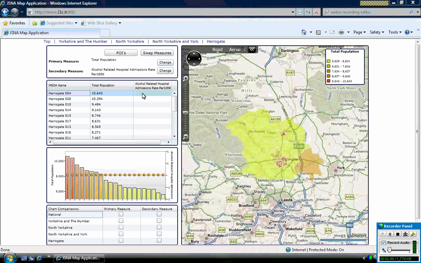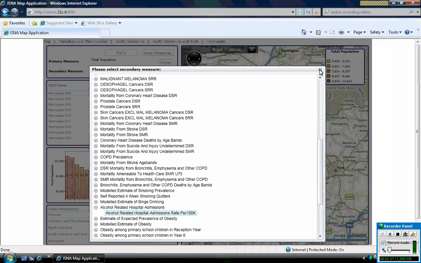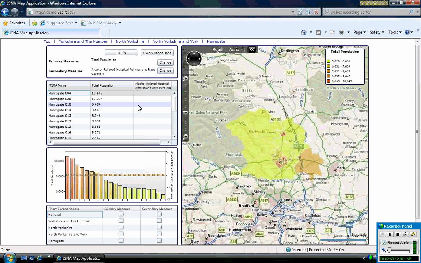Now, at this level of granularity, which is a very small postcode area of the country, we don't take this data in relation to alcohol-related admissions, but we do have the total population. So you might decide that you want to change some of these measures and go back through and pick through the list if you wanted to do that. You might also want to try and look at local points of interest.